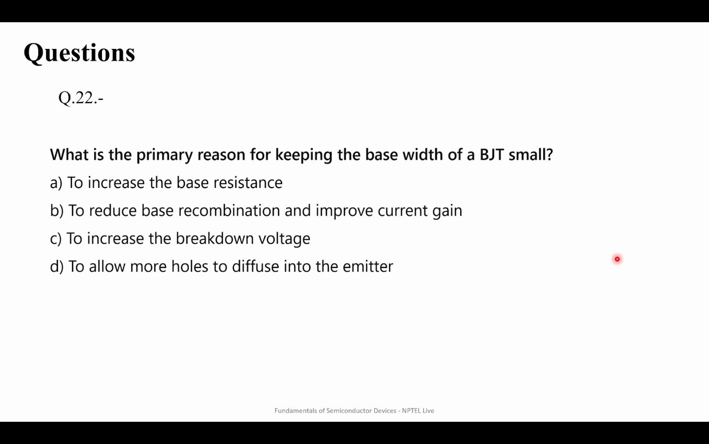What is the primary reason for keeping the base width of a BJT small? To increase the base resistance, to reduce base recombination and improve current gain, to increase the breakdown voltage, to allow more holes to diffuse into the emitter.